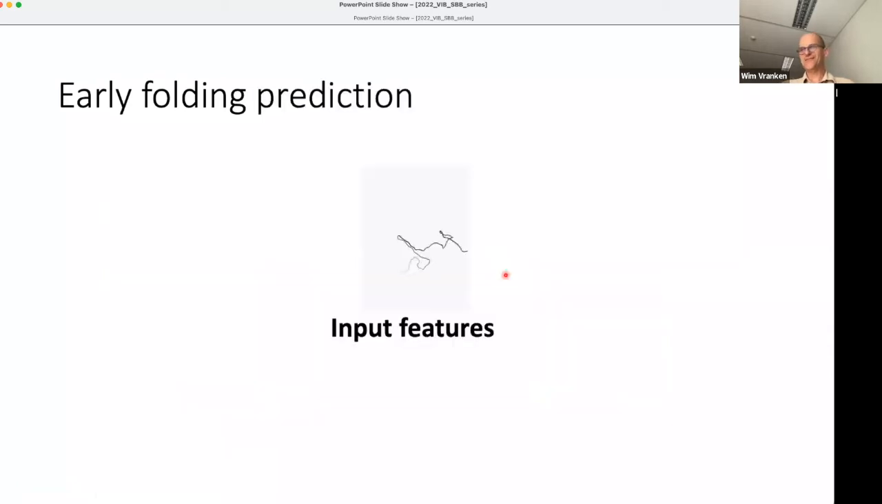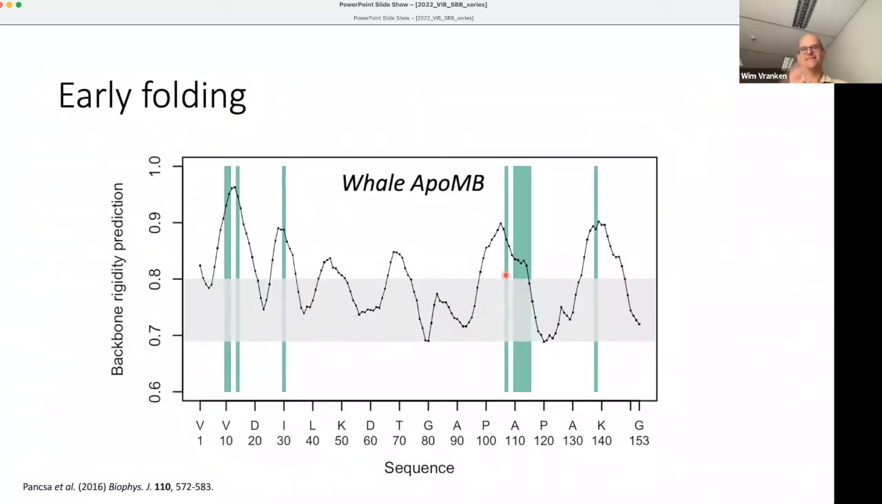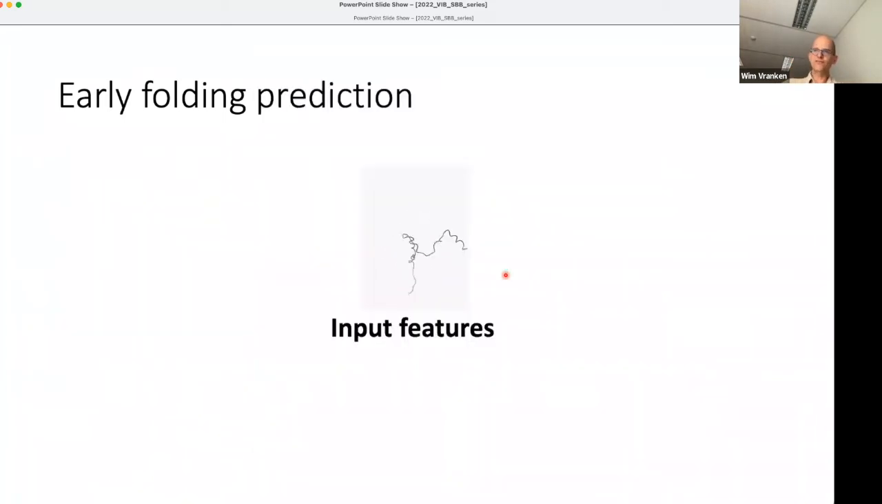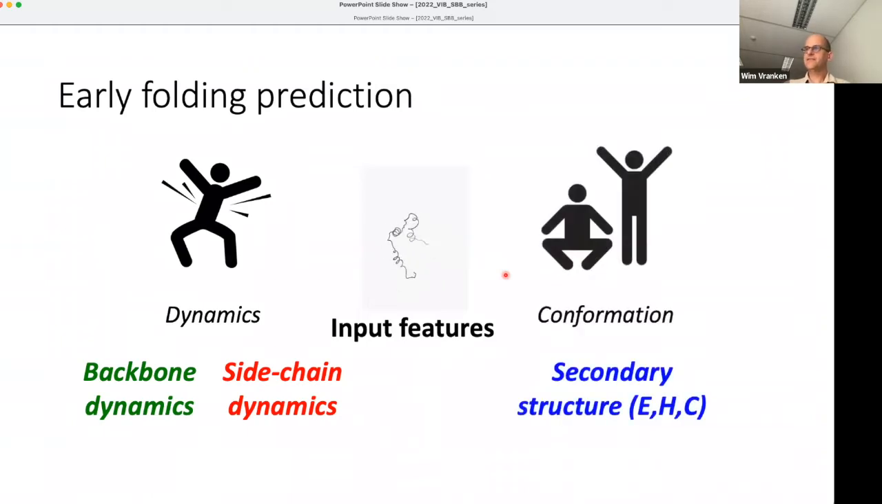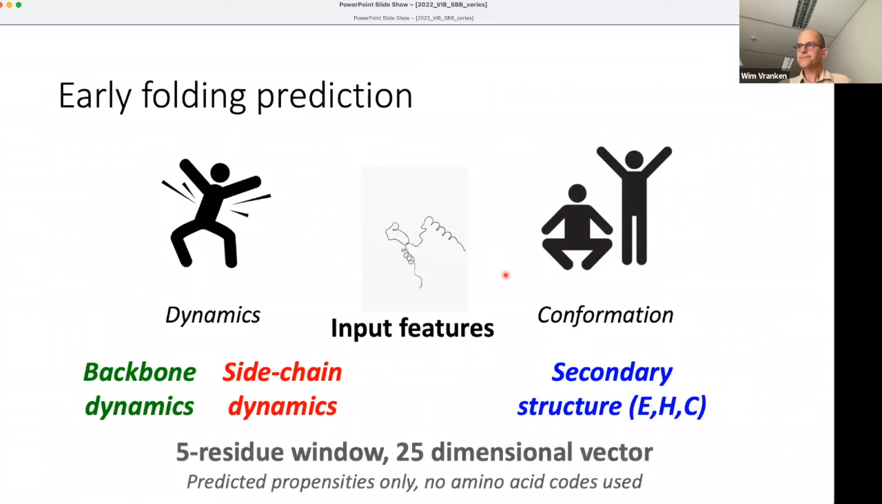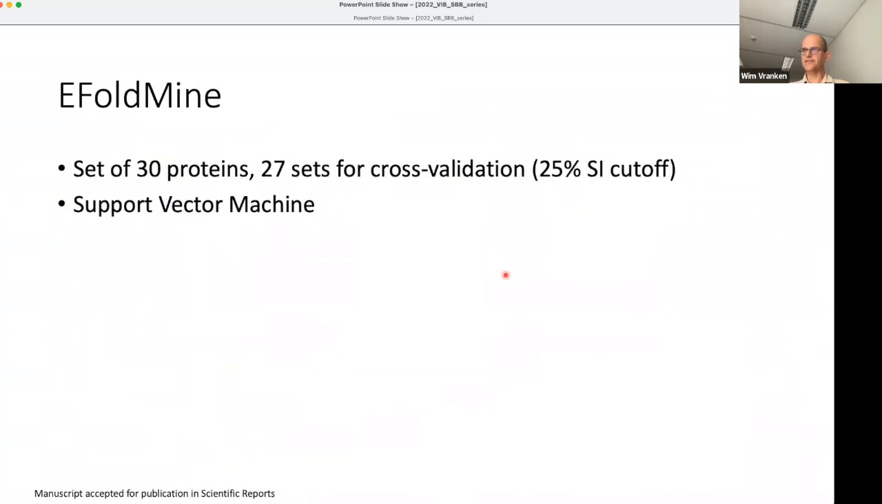But that's not enough. That's just one case. We also did a whole analysis looking at how these things are related to each other. Again, I'm not going to get into that, but it was enough to convince us that we can predict this early folding for protein sequences. And what we did then was use as input features not the actual amino acid sequence, but the biophysical features that we predict from the sequence. So backbone dynamics, side chain dynamics, and also secondary structure propensity. I used a 5 residue window, a 25-dimensional vector. In this case, we used a support vector machine, I think, for prediction.